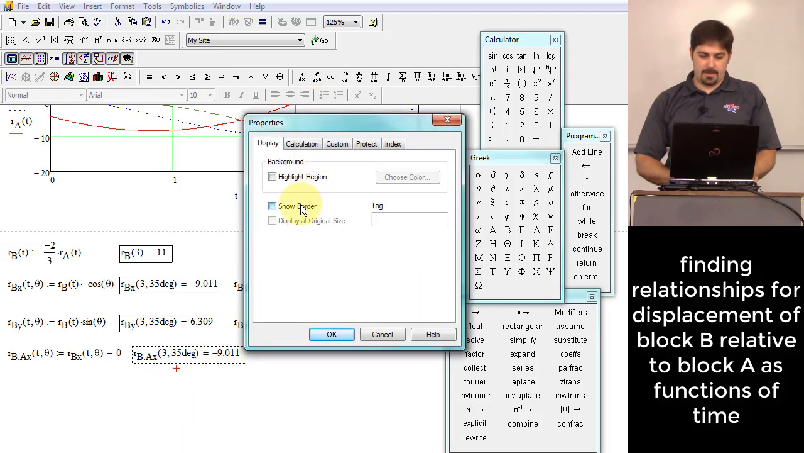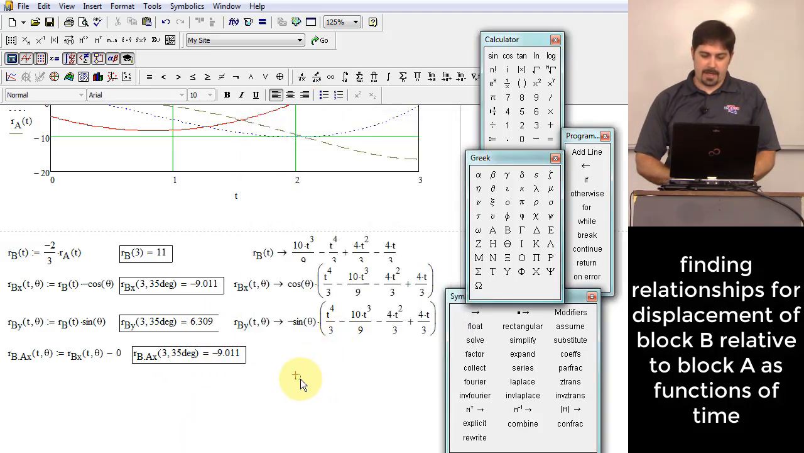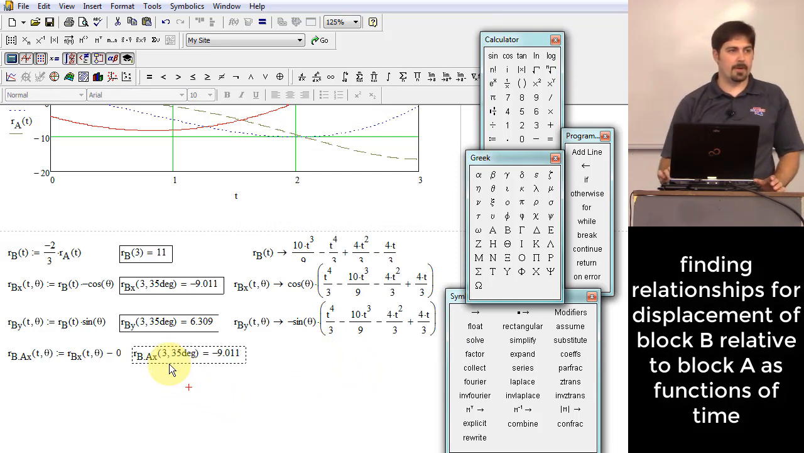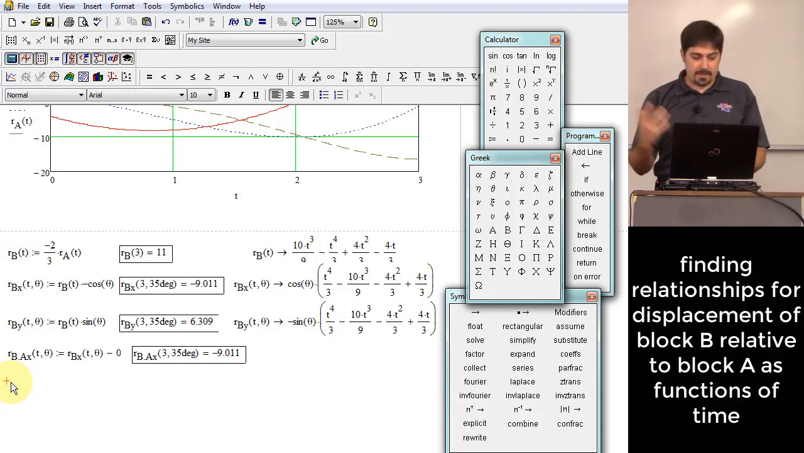All right, so I know that it kind of belabors that point just a little bit, but I wanted to not skip that step. It's important to identify that we have 0 displacement that will happen for block A, at least in the x direction.